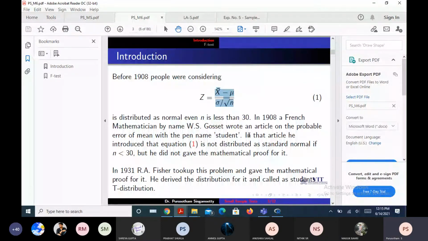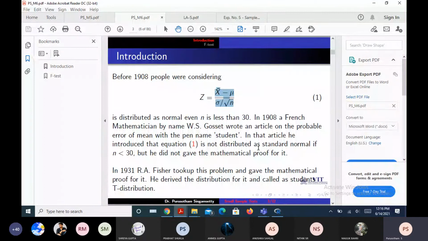Okay. So equation 1, you are aware, we discussed in the 5th module. This we use to test large sample data, but people used the same test statistic even when the size of the sample was smaller, before 1908. Then W.S. Gosset wrote an article, The Probable Error of a Mean, with the pen name Student. Since then, it is also called Student's t-test.